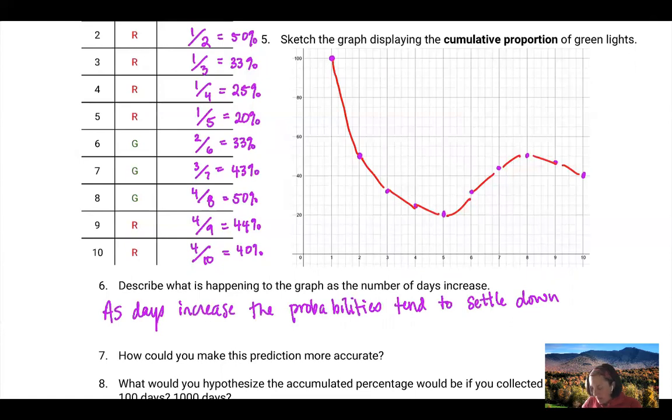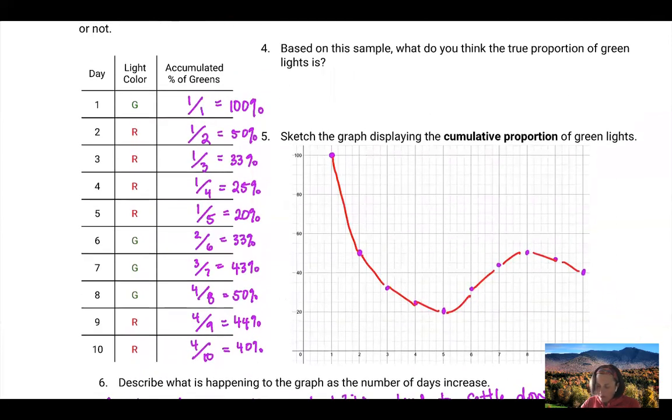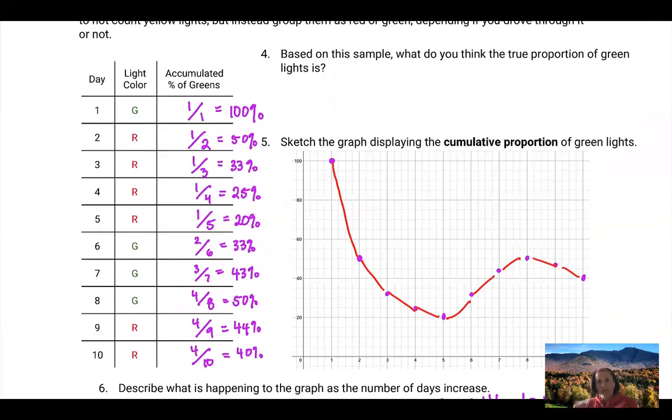So if you maybe picture them going between 0 and 1, they are a little bit erratic at first, and then they tend to settle down into, I guess, what we would assume to be the true probability. So based on the sample, what do we think the true proportion of green lights is? We don't think it's 100. We probably don't think it's lower than 20% because it never got there. So it looks like maybe somewhere in this range, so maybe around, I don't know, 48%.